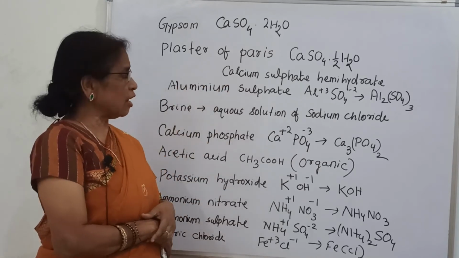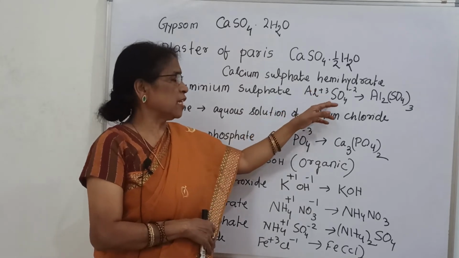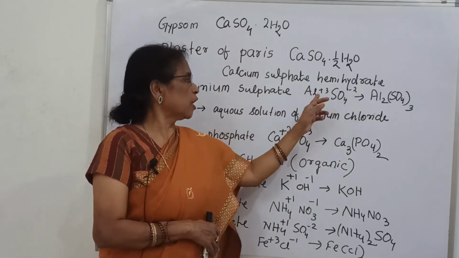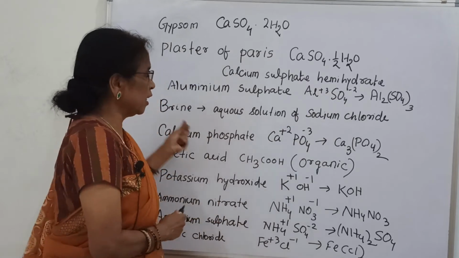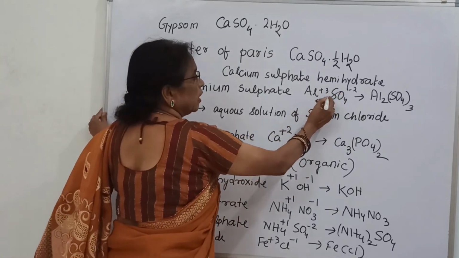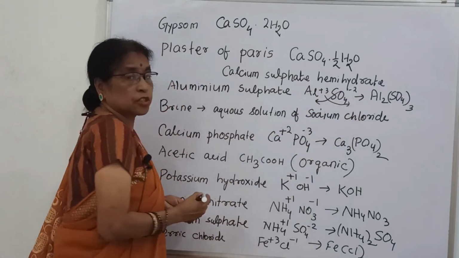Aluminum sulfate means Al plus 3, SO4 minus 2. The 2 will come to here, the 3 will come to here, that means here you can see 2 will come to here and 3 will come to here. So it is this structure.